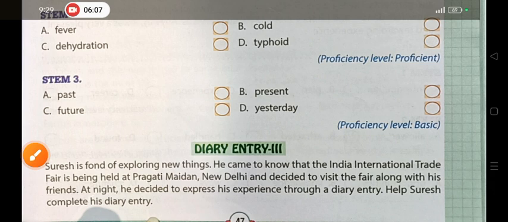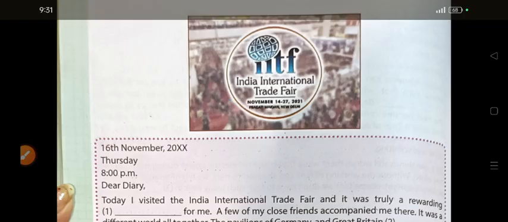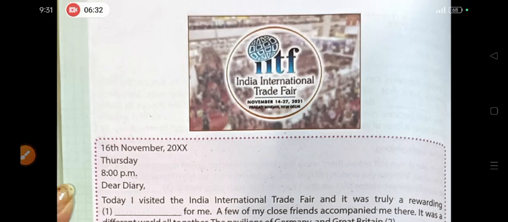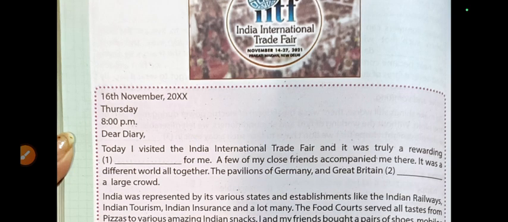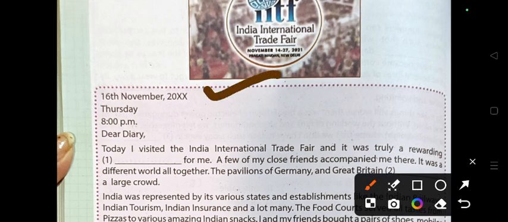Now diary entry third, so let's try to read it. Suresh is fond of exploring new things. He came to know that the India International Trade Fair is being held at Pragati Maidan, New Delhi, and decided to visit the fair along with his friends. At night, he decided to express his experience through a diary entry. Help Suresh complete his diary entry. So let's begin. Here a logo is given, India International Trade Fair, IITF. We know how to start a diary entry: firstly we put the date and day and then timing, and then we address Dear Diary.